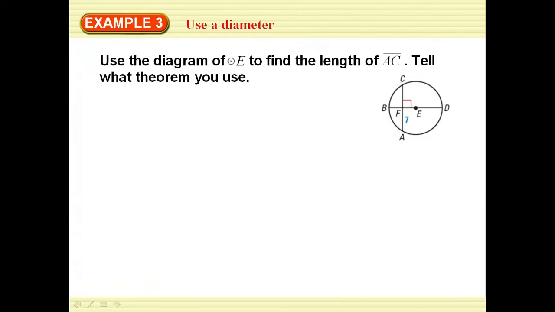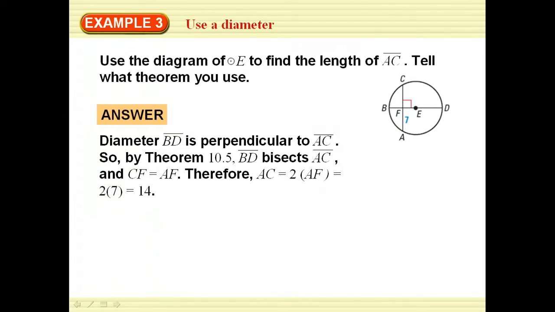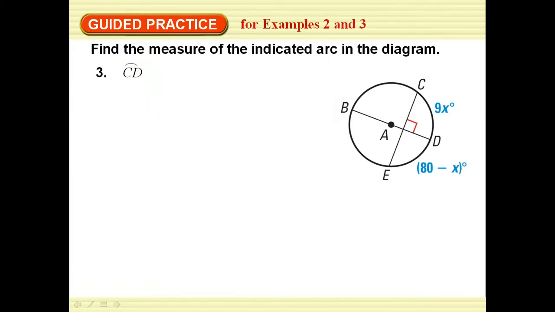So use the diagram of circle E to find the length of AC. Tell what theorem you use. Since FA is 7, and this is a diameter that is perpendicular to AC, that means it bisects AC, and therefore AC is 14.